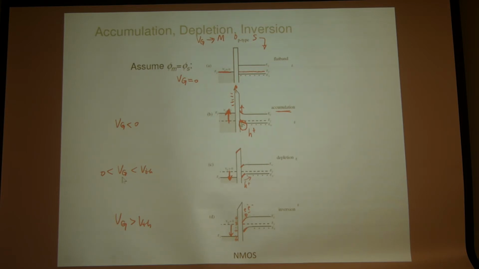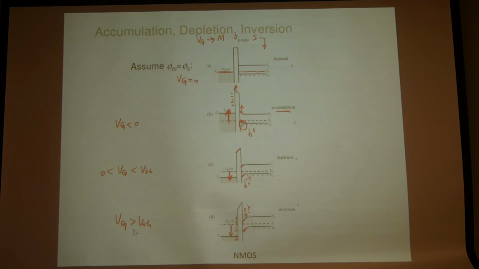And then if we make the gate voltage larger than 0 but smaller than the threshold voltage, VTH, then here we are going to push down the Fermi level of the metal. So all the bands of the oxide and the surface of the silicon will bend down. And then those holes will be pushed away. So we have the depletion region here, where you don't have free carriers. That means you don't have holes or electrons. So this is depletion.